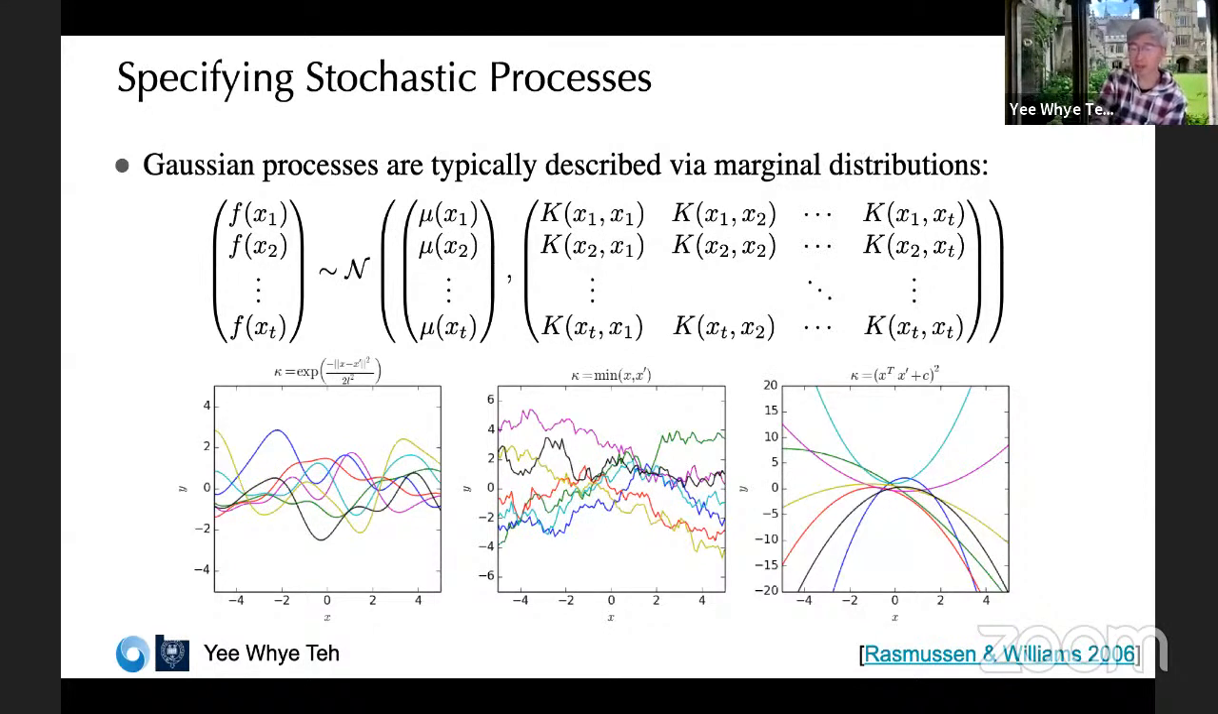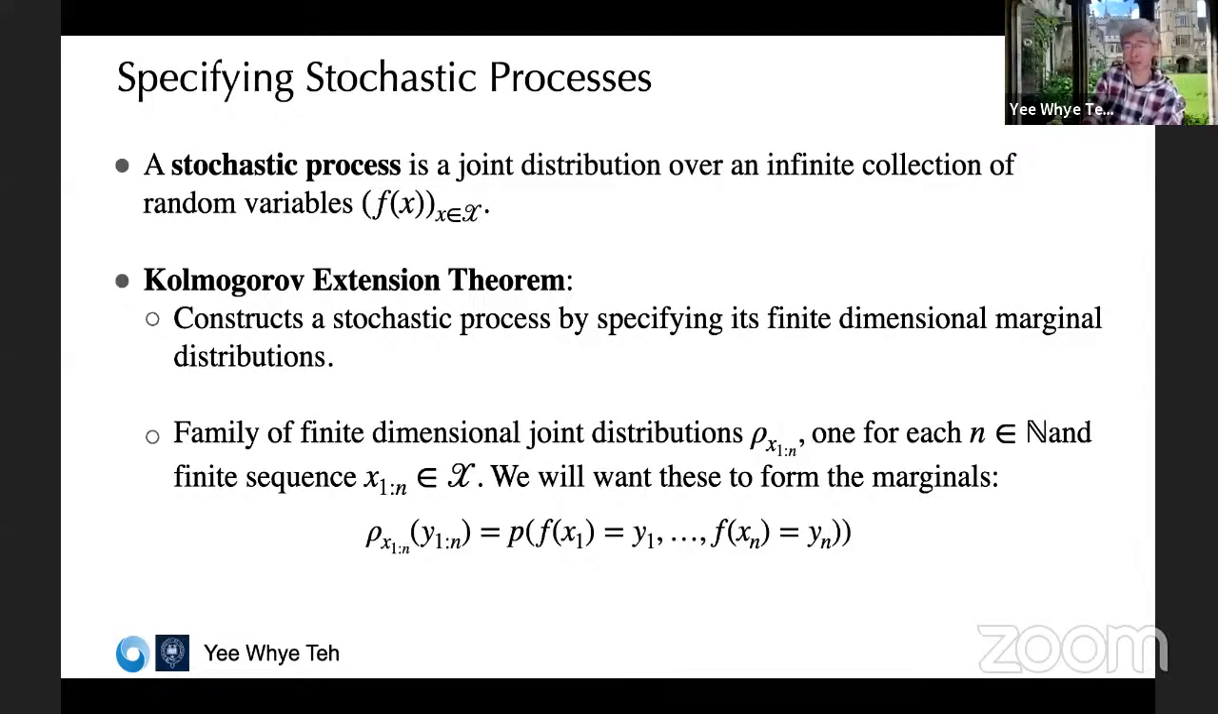Okay, so what I've done here is I've said that we have a stochastic process, a Gaussian process, if its finite dimensional marginal distributions are Gaussian distributed. And in general, that's true: the way we specify a stochastic process is by specifying its finite dimensional marginal distributions. Okay, basically we are specifying the distributions of the function evaluated at a finite collection of input points. Okay. And the theory that underlies this is basically a theory from probability.